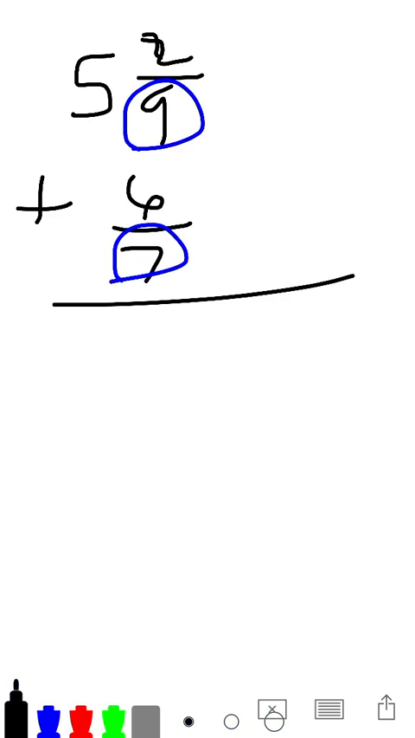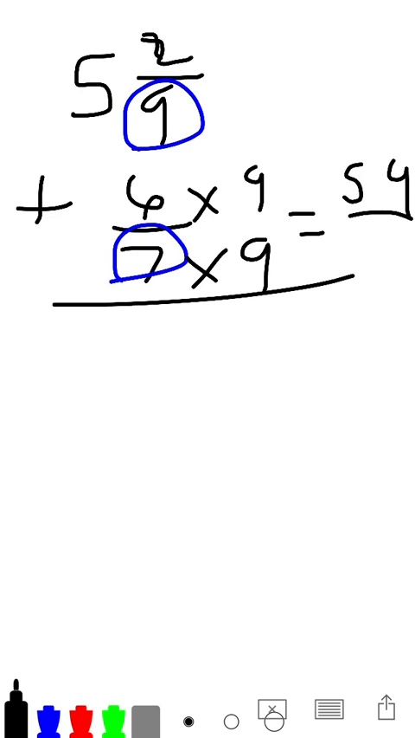Okay, so I'm going to multiply the 7 times the 9 because I'm taking the other denominator and multiplying it by this one, the 7. So 7 times 9, what I do to the denominator, I must do to the numerator. And I also do 6 times 9. So I'm going to go ahead and write this equivalent fraction. 6 times 9, I know is 54. Okay, and then 7 times 9, I know is 63.